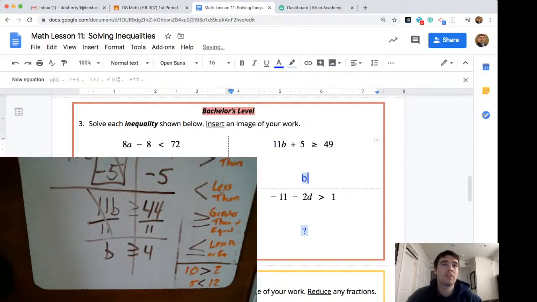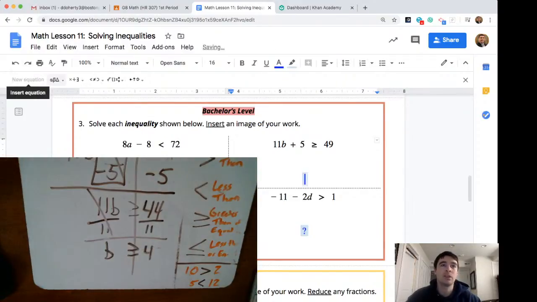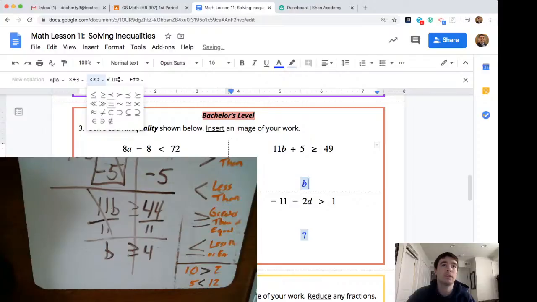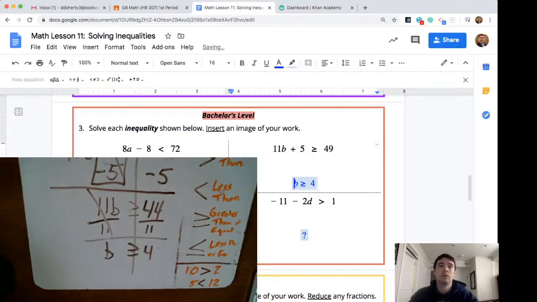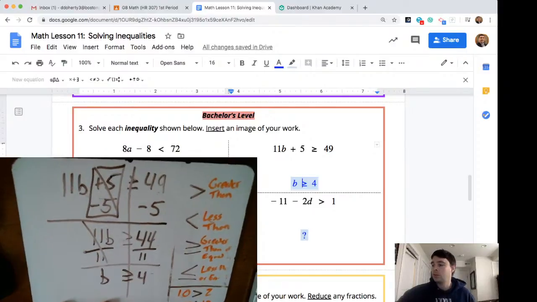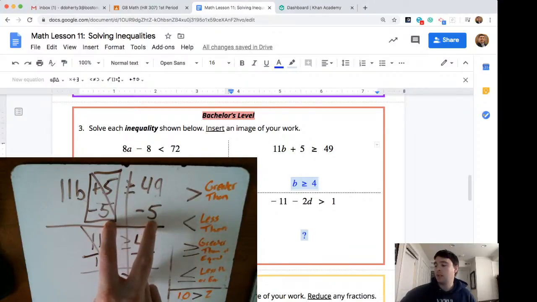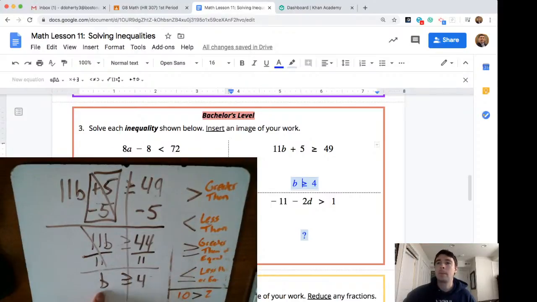So again, if I want to type that fancy greater than or equal to symbol, I could copy it, or I could hit new equation. This is the same thing as hitting insert equation. And I could say b, use the menu up here, greater than or equal to, that sign's not flipping when we divide it by a positive. B is greater than or equal to 4 as the solution for that inequality. So there's the work that gets us to b is greater than or equal to 4. We first got rid of the positive 5 by subtracting 5 on both sides. Then we use divide by 11 to cancel out the multiply by 11 and get down to just b is greater than or equal to 4.